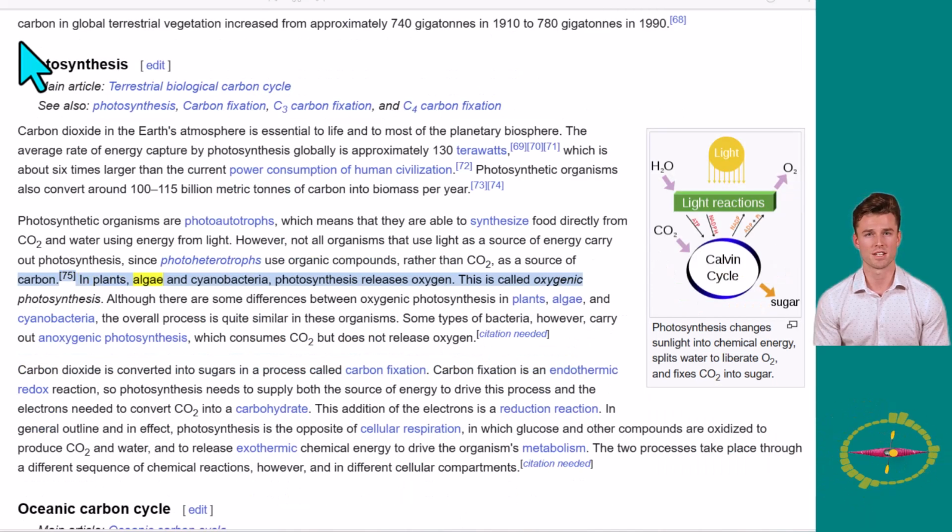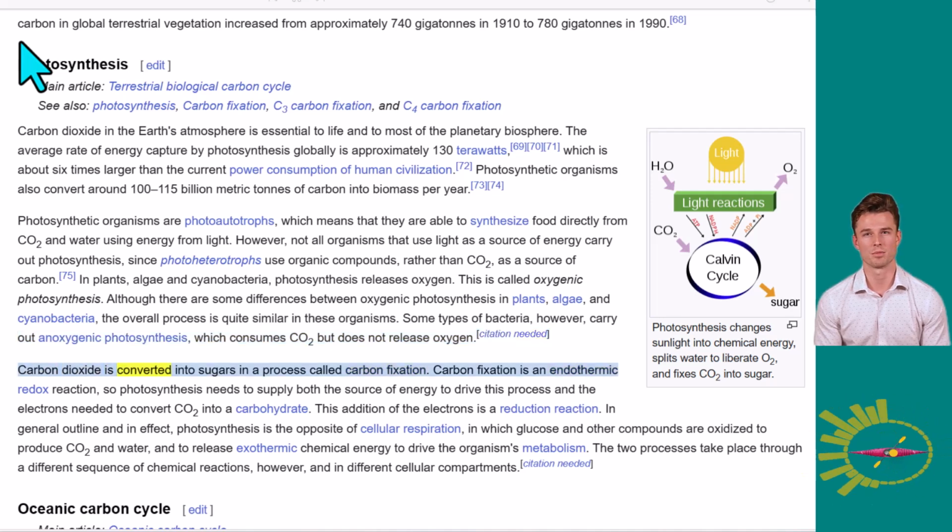In plants, algae and cyanobacteria, photosynthesis releases oxygen. This is called oxygenic photosynthesis. Although there are some differences between oxygenic photosynthesis in plants, algae, and cyanobacteria, the overall process is quite similar in these organisms. Some types of bacteria, however, carry out anoxygenic photosynthesis, which consumes CO2 but does not release oxygen.